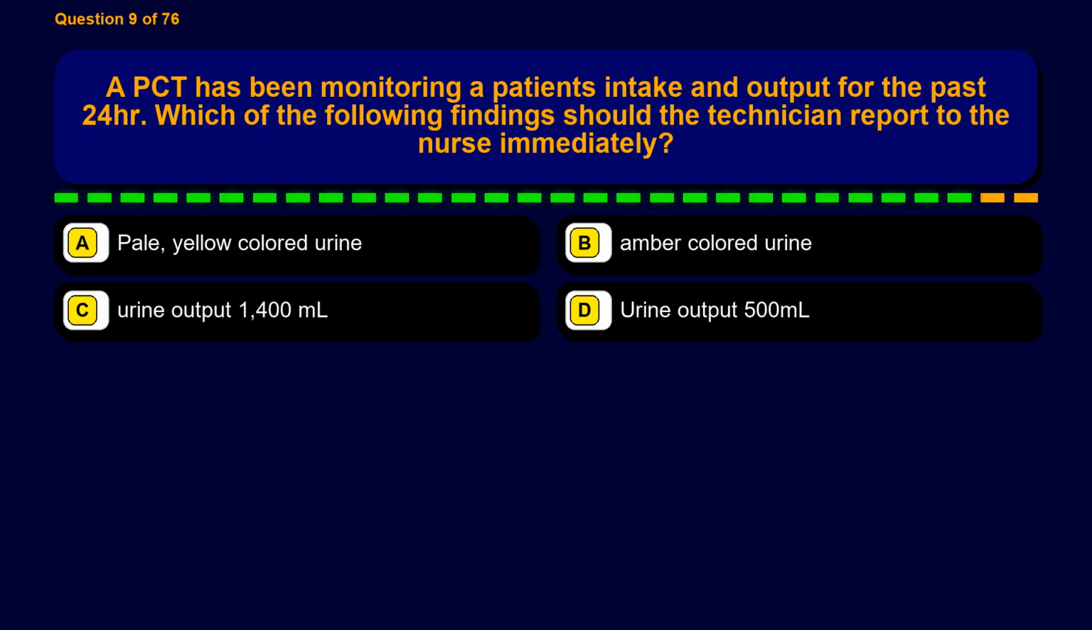Question 9. A PCT has been monitoring a patient's intake and output for the past 24 hours. Which of the following findings should the technician report to the nurse immediately? Option A. Pale, yellow-colored urine. Option B. Amber-colored urine. Option C. Urine output 1,400 mL. Option D. Urine output 500 mL.